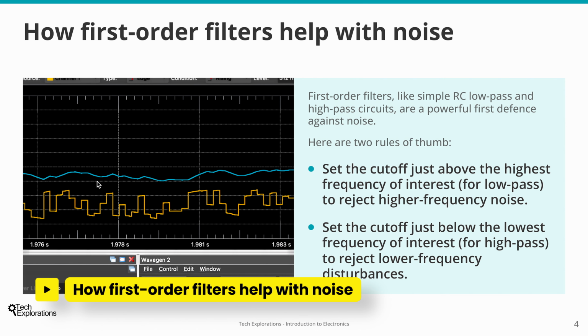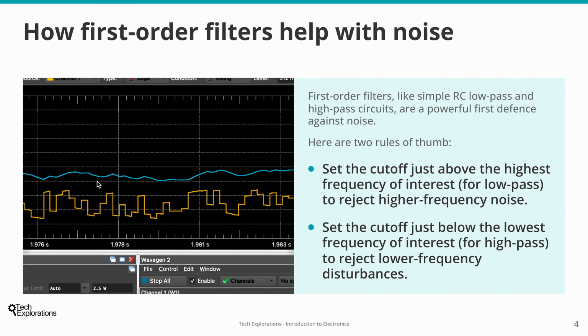First-order filters like simple RC low-pass and high-pass circuits are a powerful first defense against noise. A low-pass filter can remove high-frequency noise, such as electromagnetic interference or fast digital switching, and a high-pass filter can remove low-frequency noise, like power line hum and slow drifts.